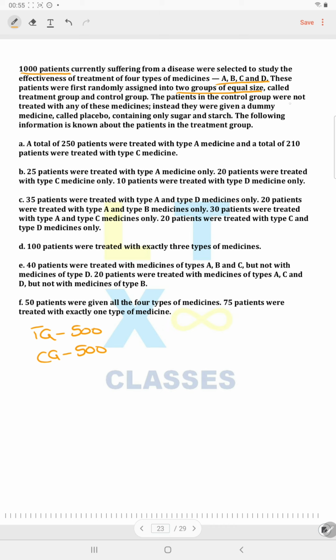The patients in the control group were not treated with any of the medicines. No medicines for control group people. Instead, they were given a dummy medicine called placebo containing only sugar and starch. The following information is known about the patients in the treatment group.